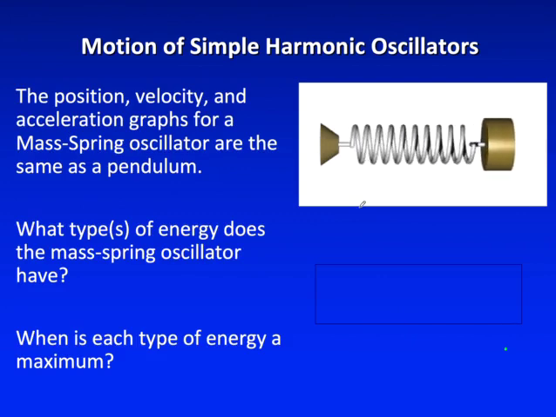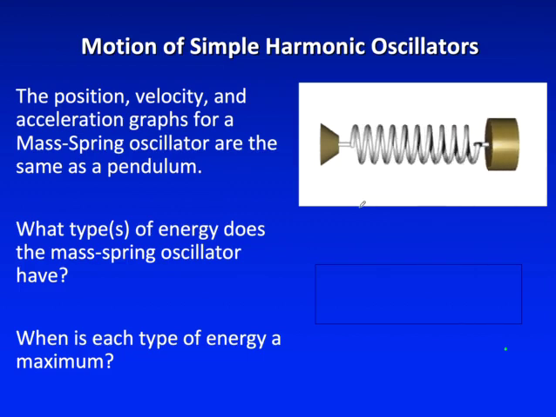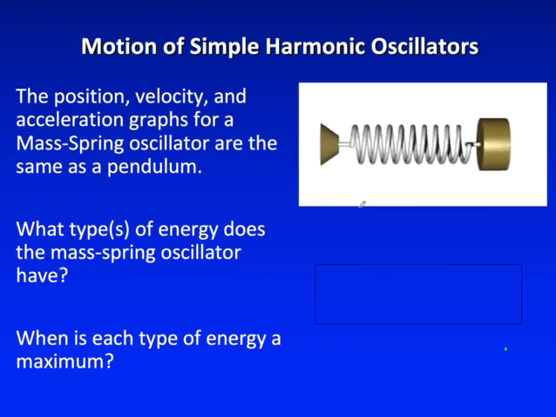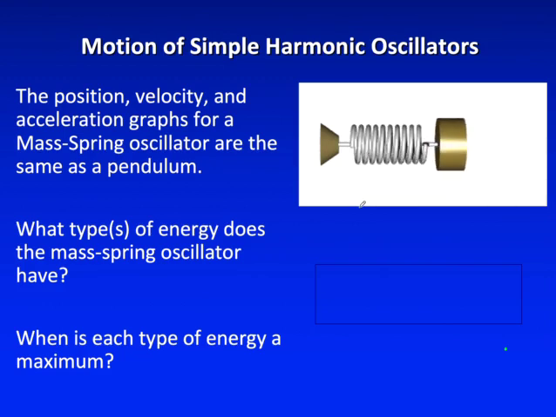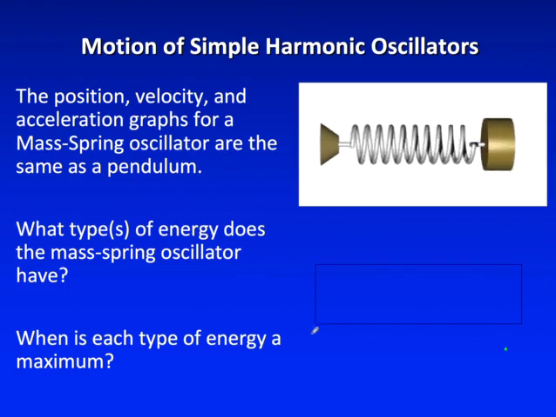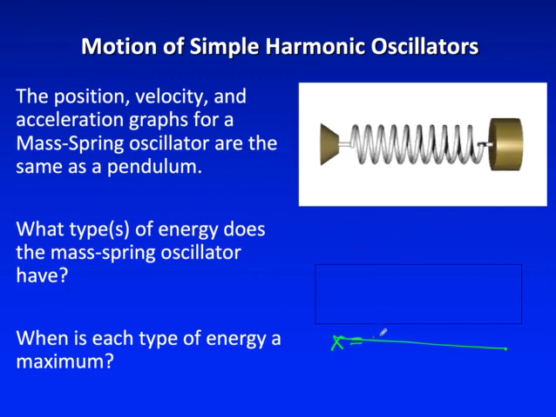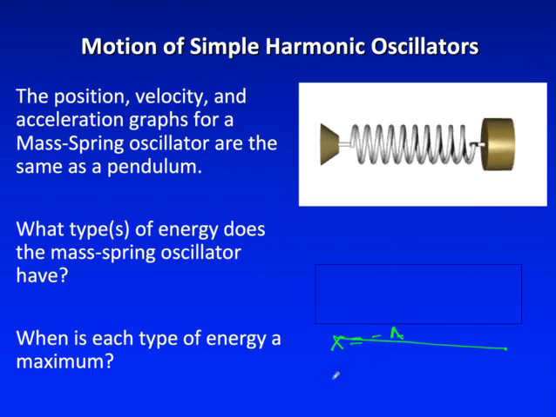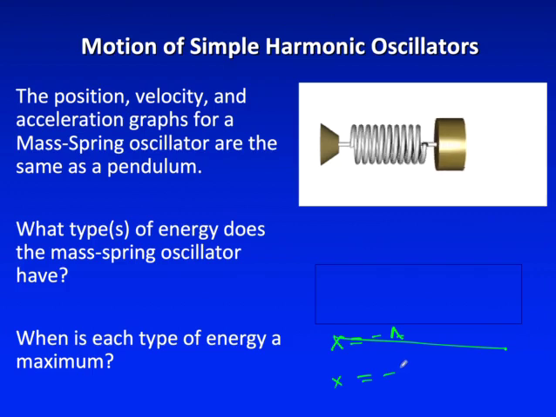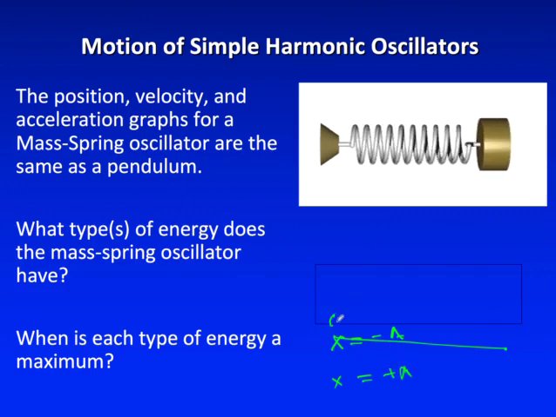What types of energy does a mass spring oscillator have? And the answer is kinetic energy and elastic potential energy. When is it at each type of maximum? When does it have maximum EPE? Well, it's when x is equal to the negative amplitude, or x is equal to the positive amplitude. That's when EPE is max.